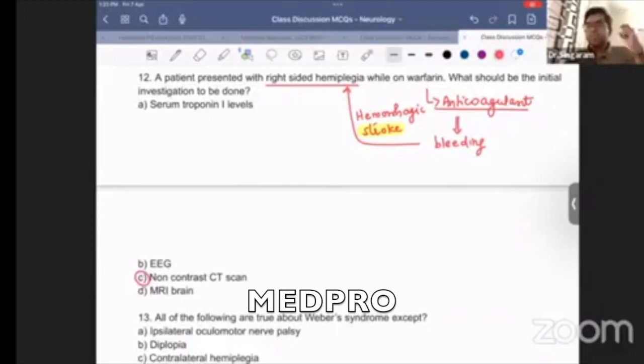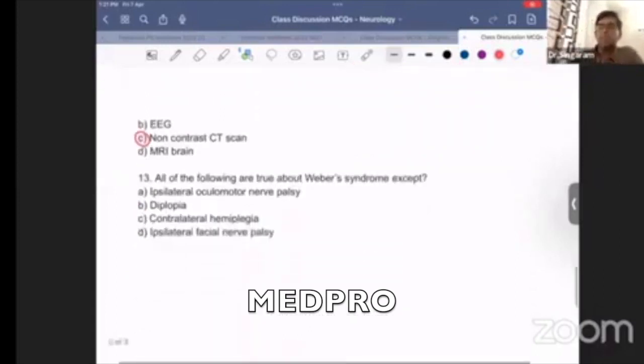Are you all able to understand the wording of this question? This question was telling you about the presentation of the stroke, but in association with warfarin, you have to think about hemorrhagic stroke. So in a case of hemorrhagic stroke, what is the first investigation you will do? Whatever be the stroke, the first investigation will always be the non-contrast CT. I hope you are able to follow this.